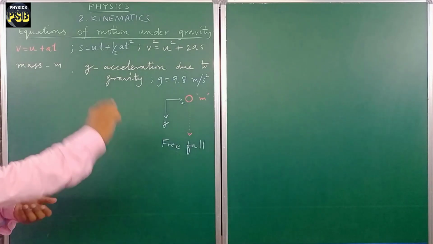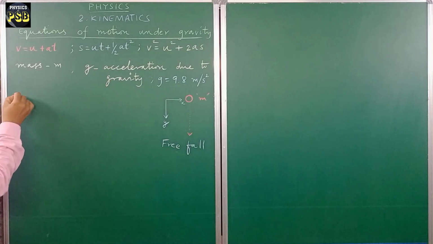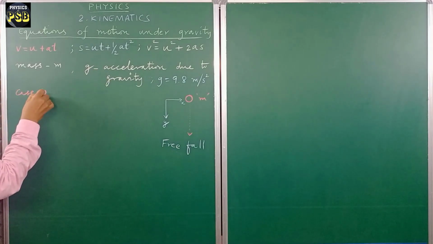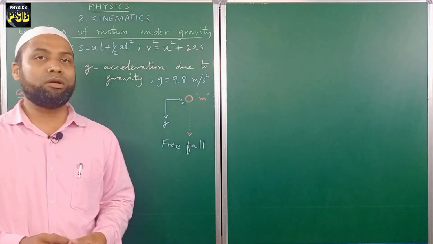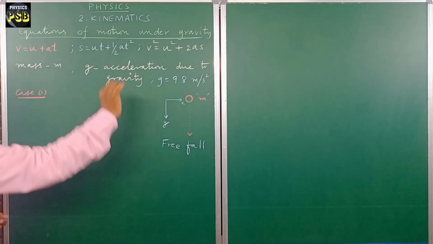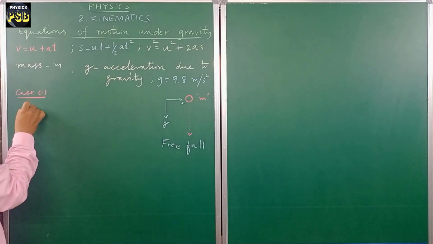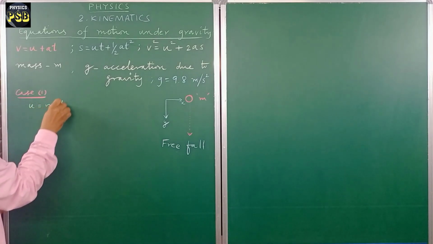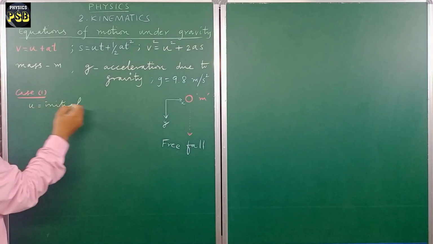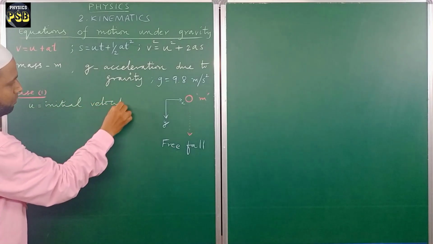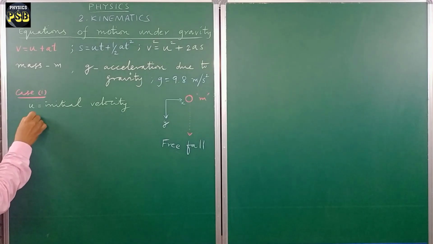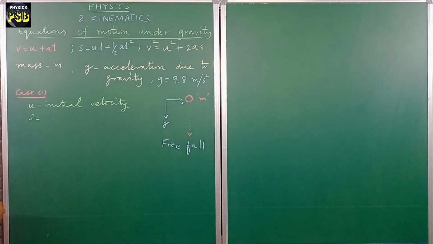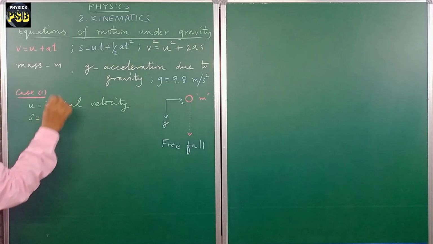Now, case 1, I'll start with case 1. I say that there is an object which is thrown with a certain velocity u, and u is taken as the initial velocity. Now, when it is thrown from a certain height, the displacement covered by the object to reach the ground is represented by the letter y.